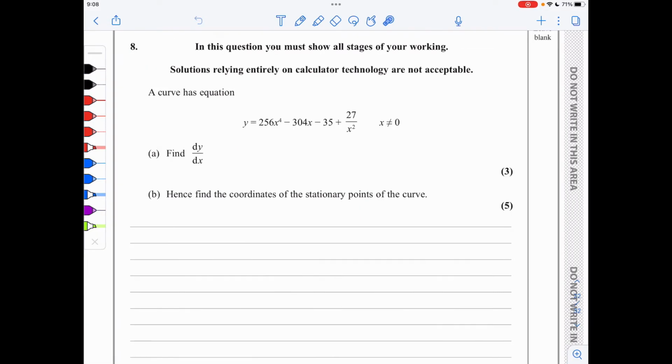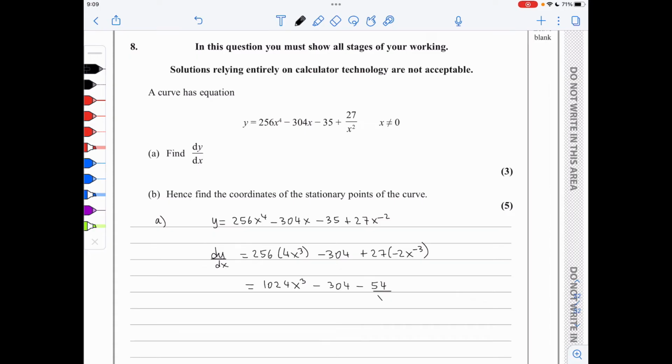In question 8, the first part, we need to find dy/dx. I will start by writing y in index form, so it's 256x to the power of 4 minus 304x minus 35 plus 27x to the negative 2, and therefore dy/dx will be 256 times 4x cubed minus 304 plus 27 times minus 2x to the minus 3, and I will actually write this in a much better form. I will write it as 1024x cubed minus 304 minus 54 over x cubed.